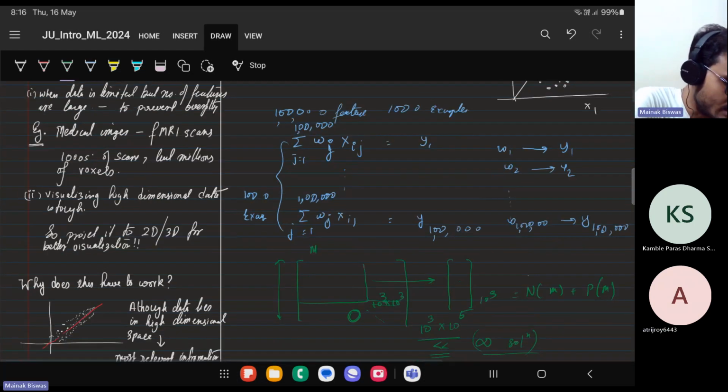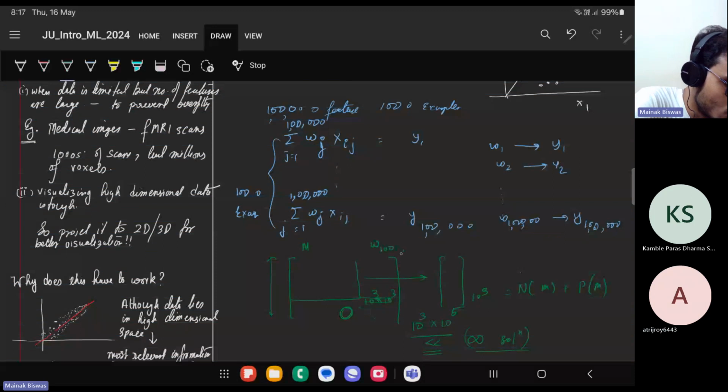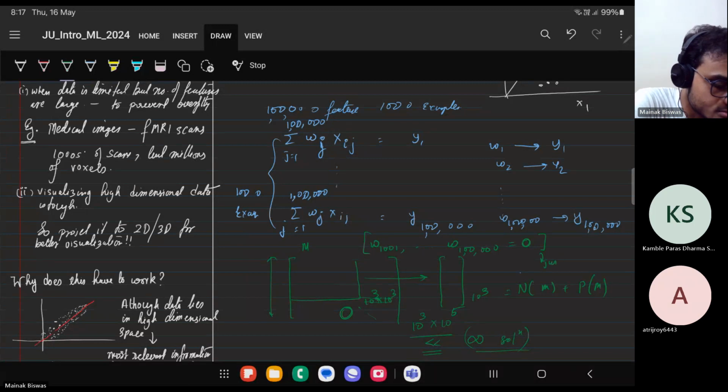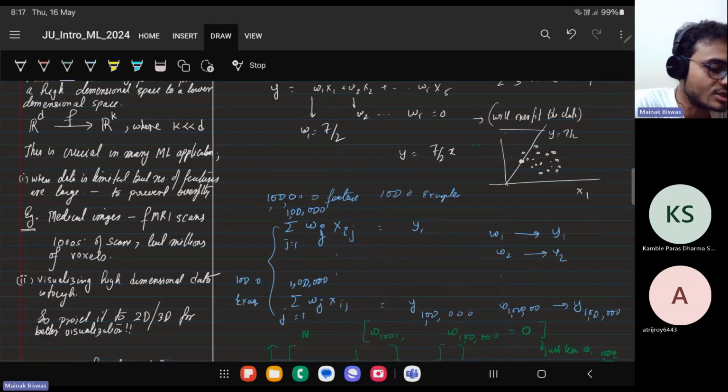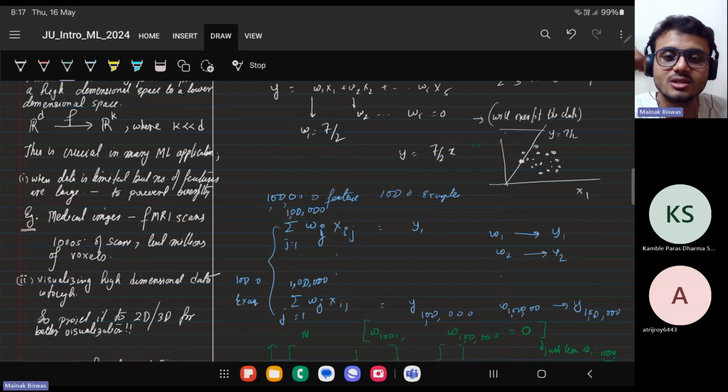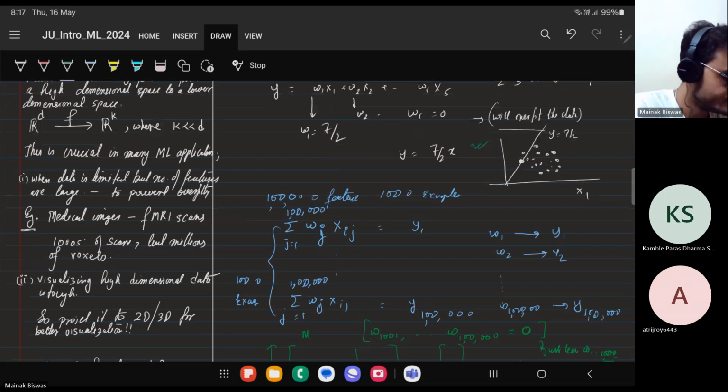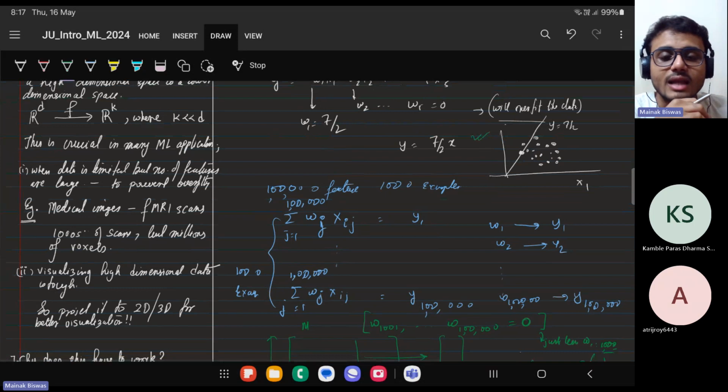So here W1001 onwards are all set to 0, and I can just learn W1 to W1000. That will create all this overfitting, exactly as we saw in this case, right? We will have variations in the other features as well, but we are not going to capture any of those. So in these cases, we'll have to reduce the dimensionality of the data somehow.